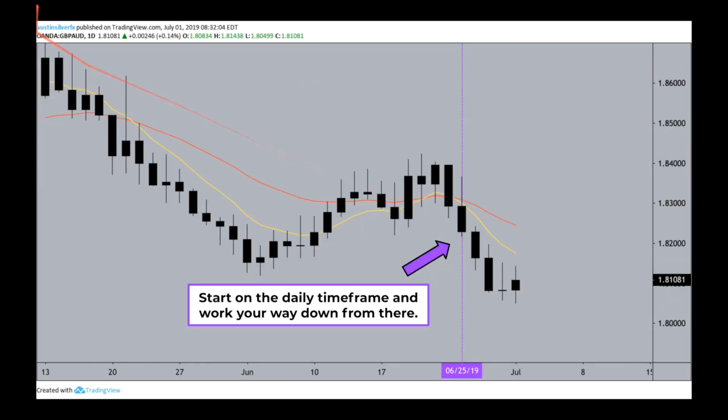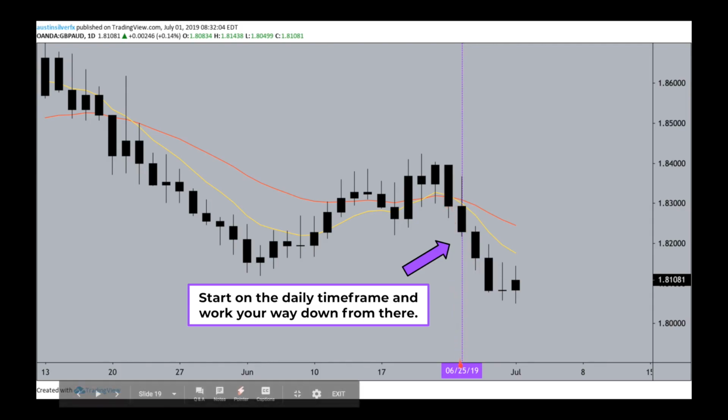Here we have another example. This is GBP AUD on the daily time frame. Again, we're outside the 8 EMA over the last 5 days since the downshift here on the 24th to the 25th of the month. Previous to that, for about a week and a half, it was consolidating around the 1.84, 1.83 zone here at the 21 EMA.